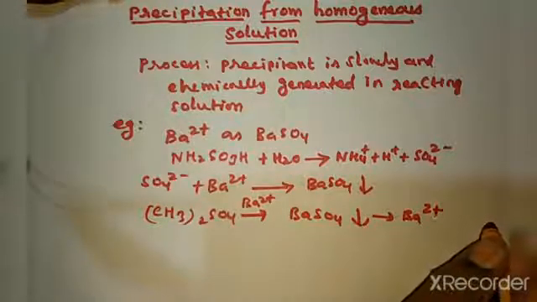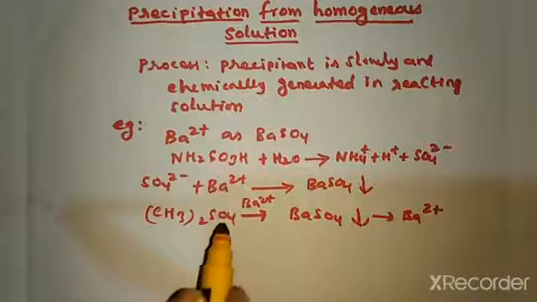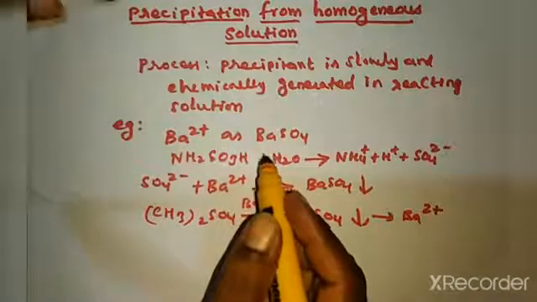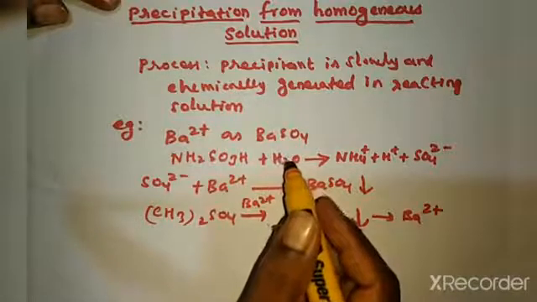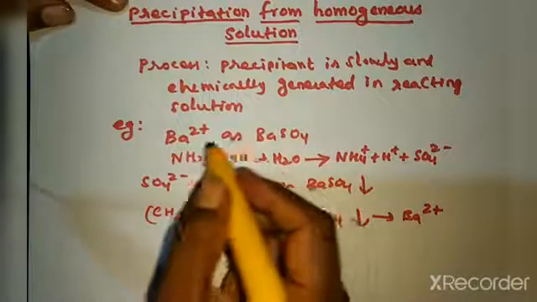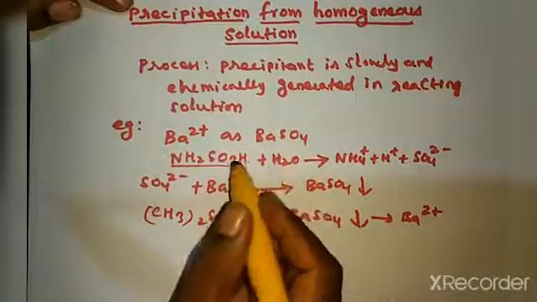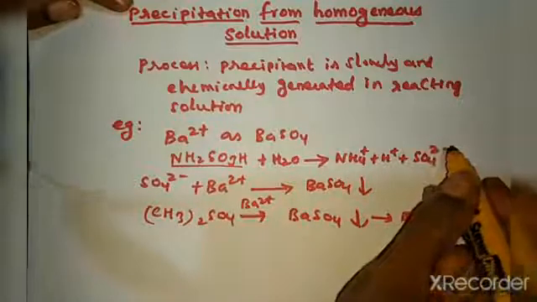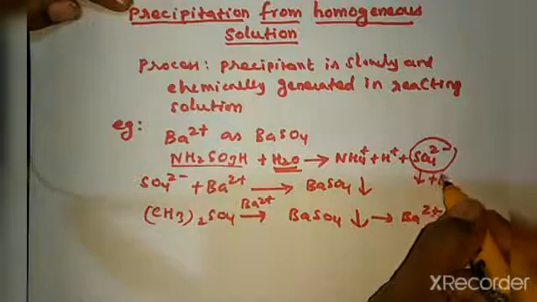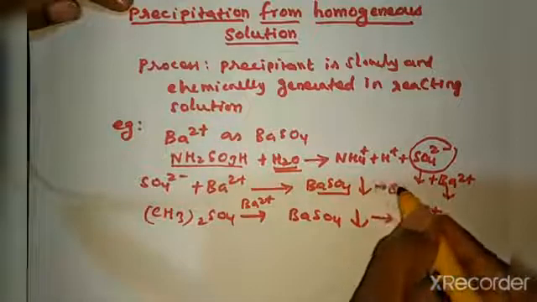So in this precipitation from homogeneous solution, what is it? It is a process in which the precipitant is slowly and chemically generated in reacting solution. So we slowly generate the precipitate by using some ions present in the solution. We have discussed this with an example, barium precipitate formation. We are using sulfamic acid. In the solution, sulfamic acid is converted into sulfate ions by hydrolysis, and the sulfate ion combines with barium ion to form barium sulfate. So by using this barium sulfate, we can estimate barium 2 plus ion.